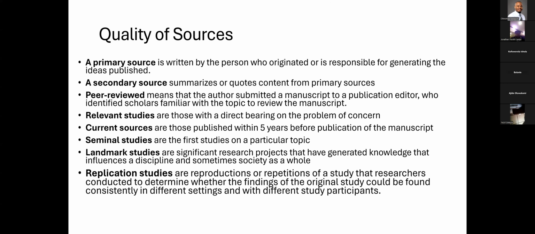Now, the literature review sources should also be current. When we say current, it means studies published within 5 years before your own current literature review. For example, this is 2024. Your reviews should not be more than 5 years back. 5 years back from 2024 would be 2019.